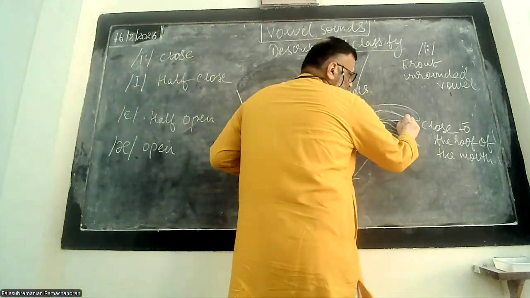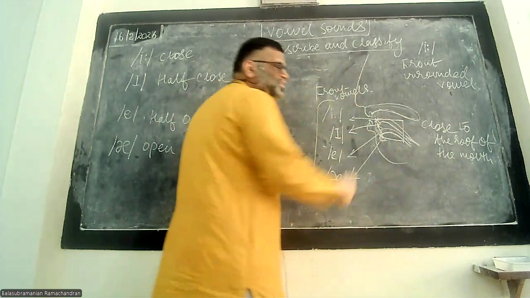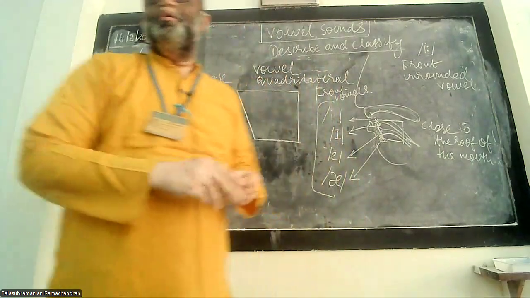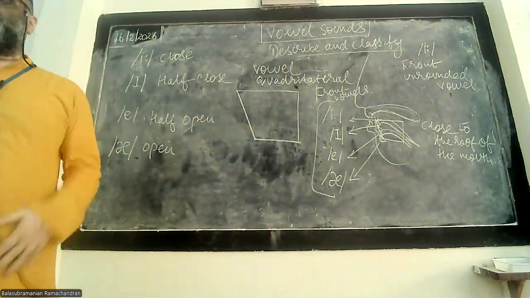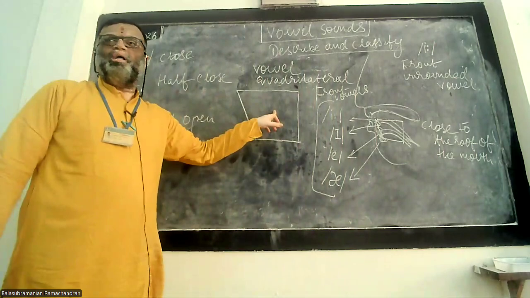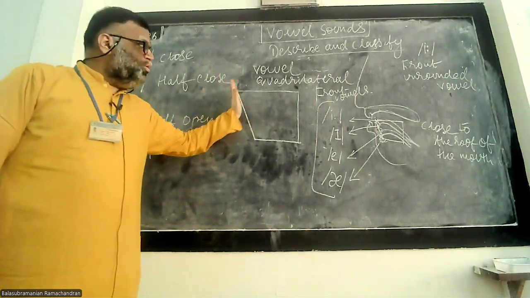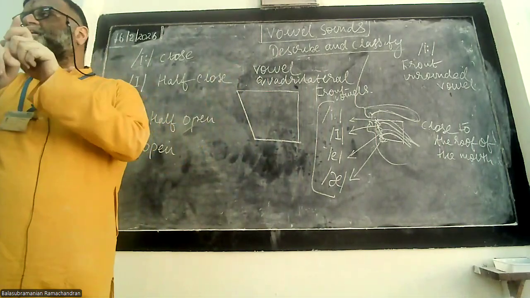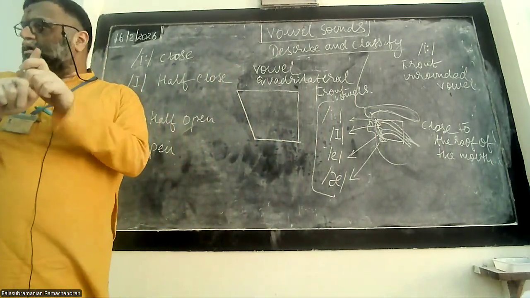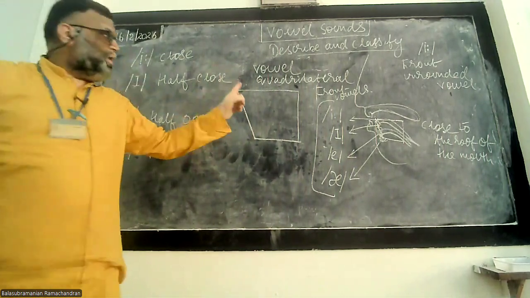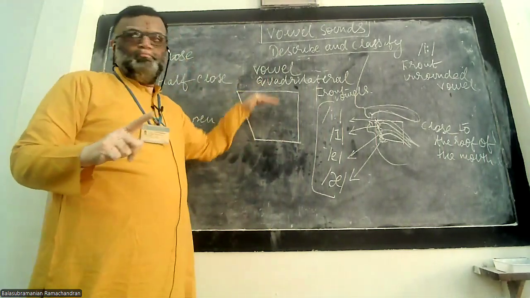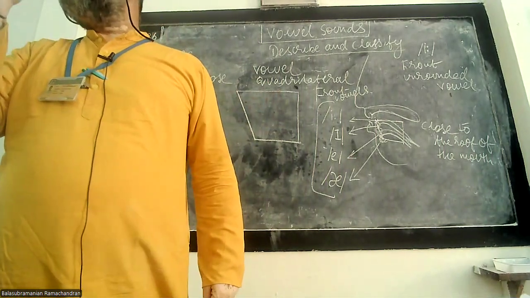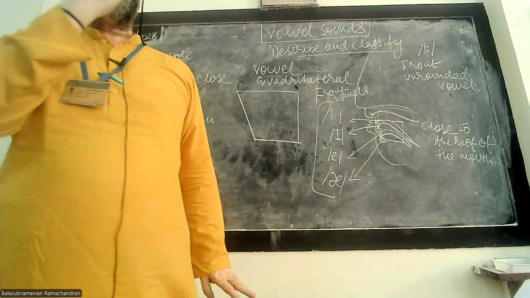So I'm just closing this. And what does it look like? Let me draw that here. So we get a vowel quadrilateral. The boundaries of this vowel quadrilateral tell you two things: what part of the tongue is involved, and the height of the tongue. It doesn't tell you whether the lips are rounded or unrounded.